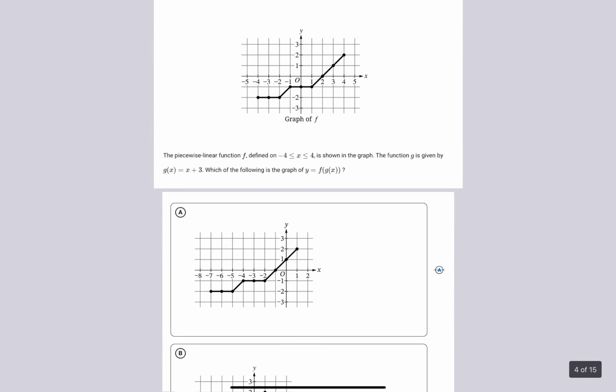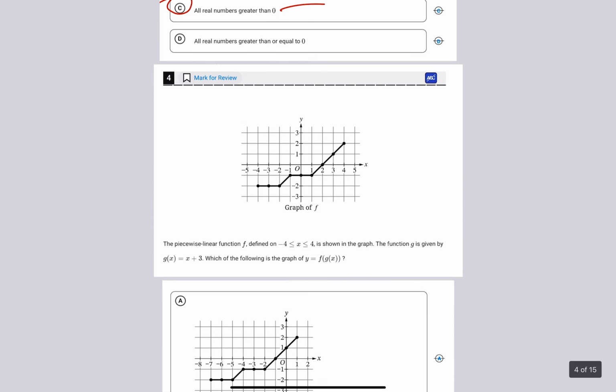Okay, what about the following question? We have the function f, which is graphed, and we have function g, which is given by the following. So the following is the graph of y equals g of x. Now, you simply take a point. Let's take this point, for instance. When x equals 1, y equals negative 1, right?